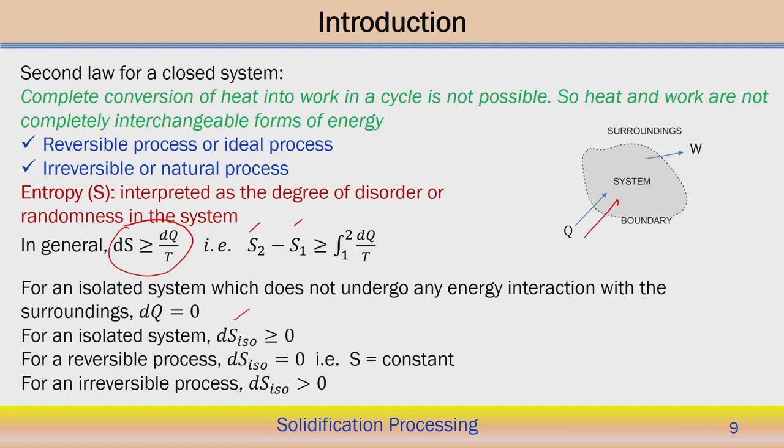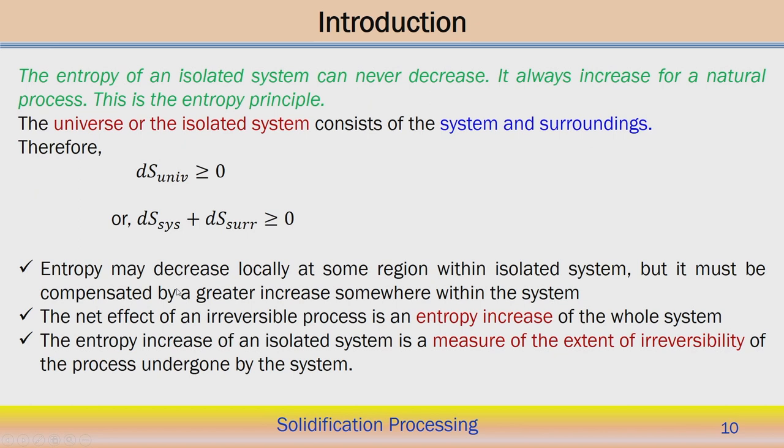But in an irreversible process, dS of the isolated system is greater than 0, so in that case the entropy will always be increasing. Here we can see that the entropy of an isolated system can never decrease, so it always increases for a natural process. Natural process means the irreversible process, so for an irreversible process it is always increasing. This is called the entropy principle: the entropy will always increase for a natural process.